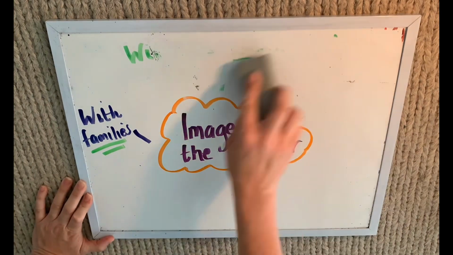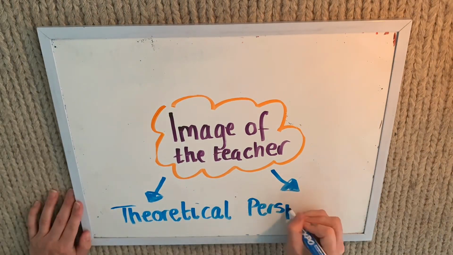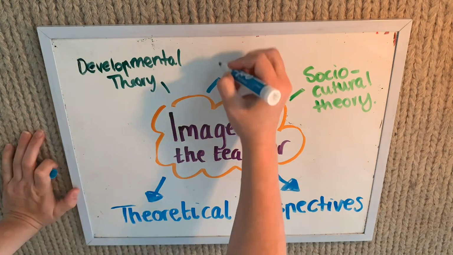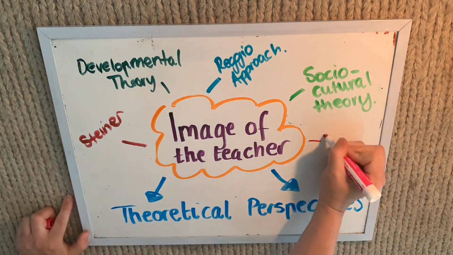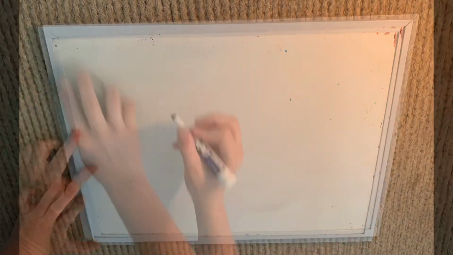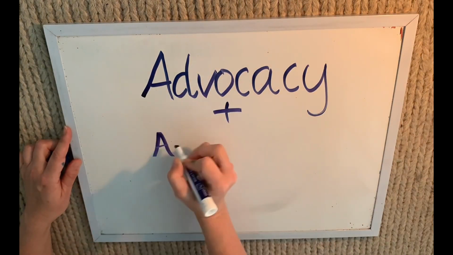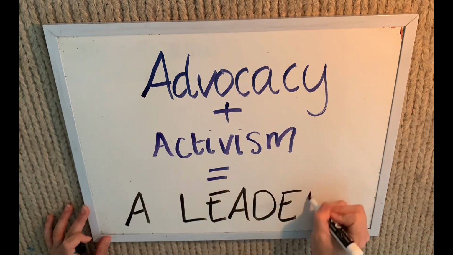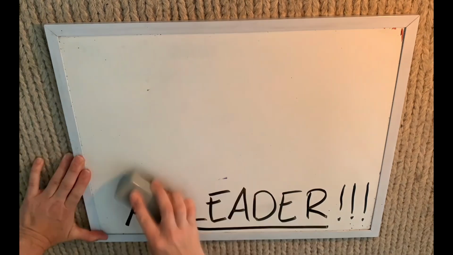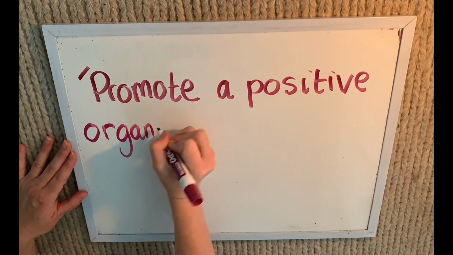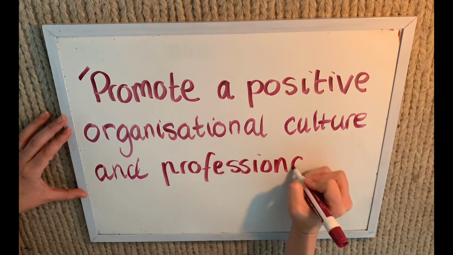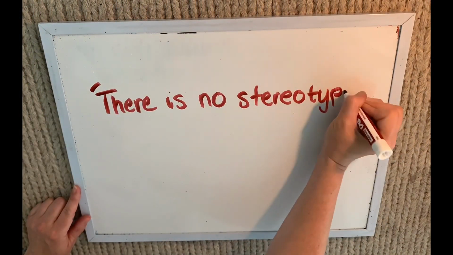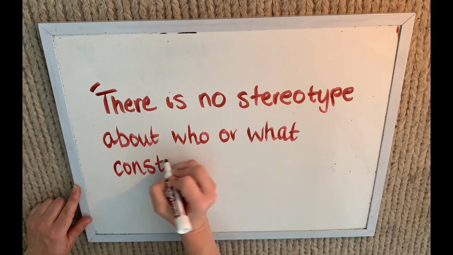A teacher that can draw from a range of theoretical perspectives and approaches that align with their philosophy in how they teach, learn, and understand children's development to shape their practice. The list of the image of the teacher could go on. However, in essence, in relation to advocacy and activism, when these attributes are implemented, they reflect a teacher who can lead to promote a positive organisational culture and professional learning community. We are all different in the way that we view the world, the way we teach, and the way we lead. There is no stereotype about who or what constitutes a good leader.